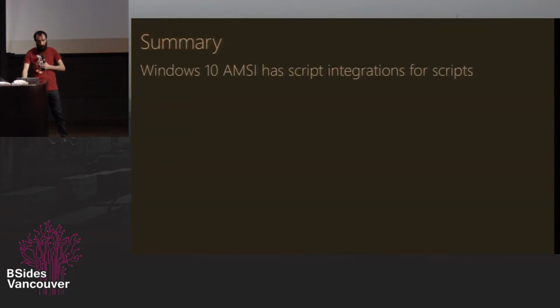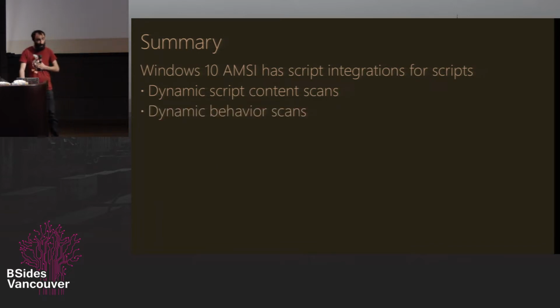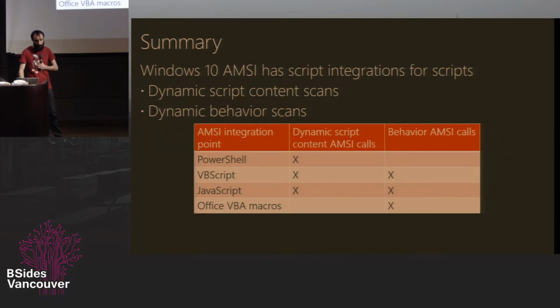Okay, so in a quick summary, Windows 10 has script integrations for a lot of the different script types. It has dynamic script content scans, which is script content scans before execution, but also during execution of scripts when they try to load further script content. It includes the dynamic behavior calls scans. So here's a quick summary. PowerShell has all the dynamic script content scans. And then for VBScript and JavaScript, we have both the dynamic script content scans, which is the script content itself, and we have the behavior scans for those.